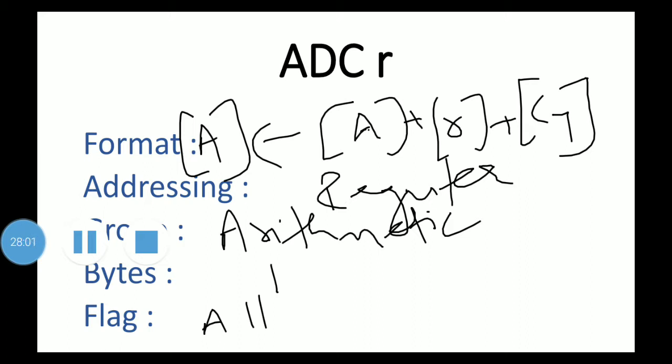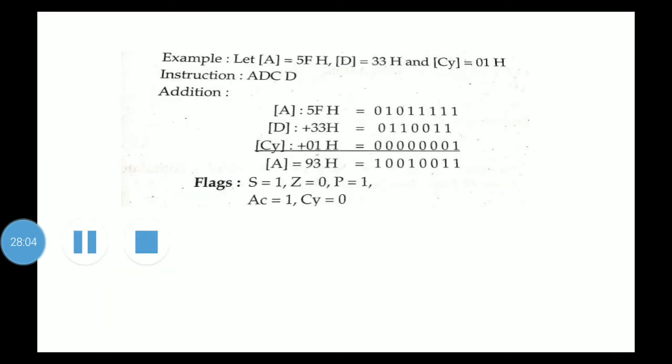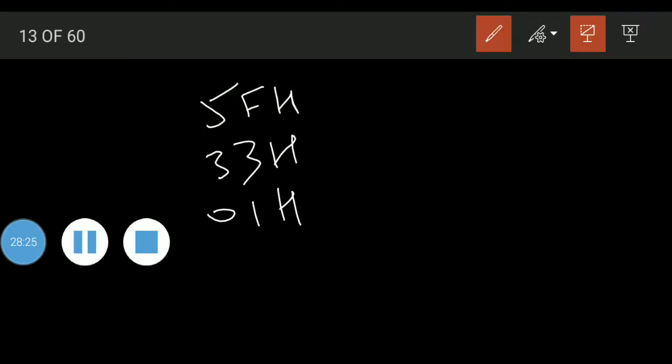Let us see the example. On the screen you have one example. A is 5F, D is 33, CY is 01. You can see all the process of calculation given in detail, okay. All the three values are added and the final content will go into the accumulator. Let us see this calculation on screen.